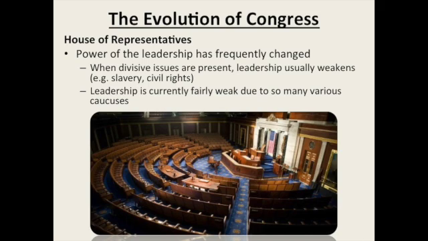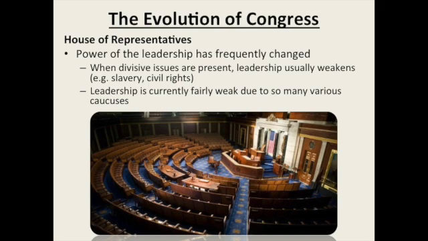Because of issues that are taking place in the country, or movements, things like that, the power of the leadership in the House has sort of ebbed and flowed over the last couple of centuries. When divisive issues are present, like slavery, for example, civil rights, the leadership typically weakens because they can't get their party all on the same page to actually get something passed. During times of relative peace and prosperity, or even when there's a war going on, when everyone is supporting the war, it might be much easier to actually get things through, and you might see stronger speakers of the House and majority leaders if that is to be the case.